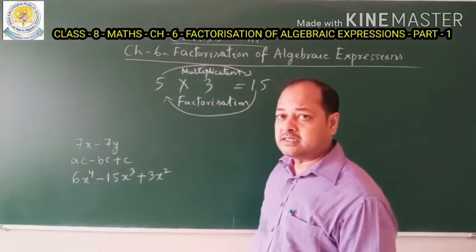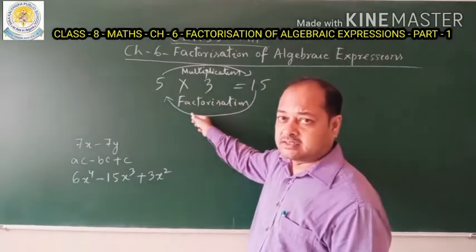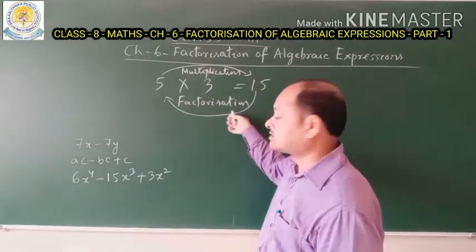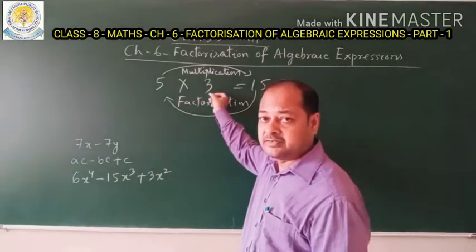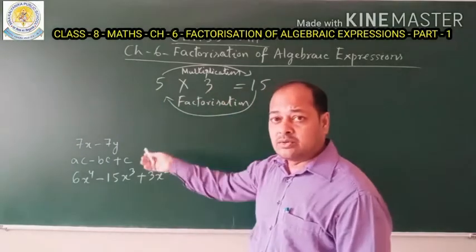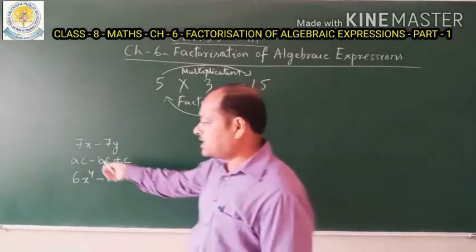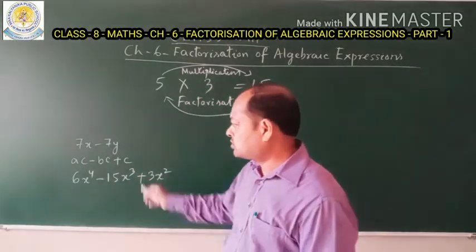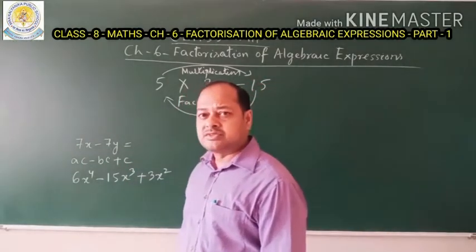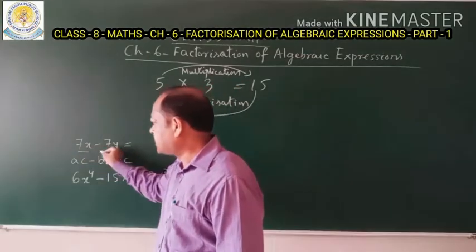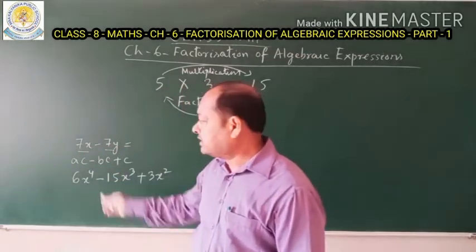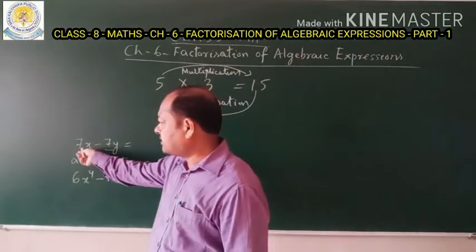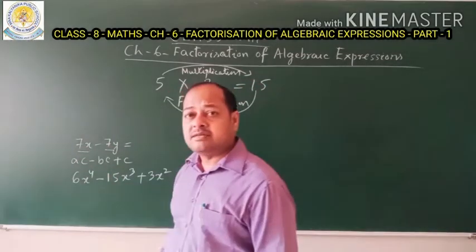So in the process of factorization, it is the reverse of multiplication. Factors of 15 are 5 and 3. Okay, now look at some more examples. Here 7x minus 7y is given. So we have to see 7x and 7y are two terms. In these two terms, what is common? 7 is common in both the terms.